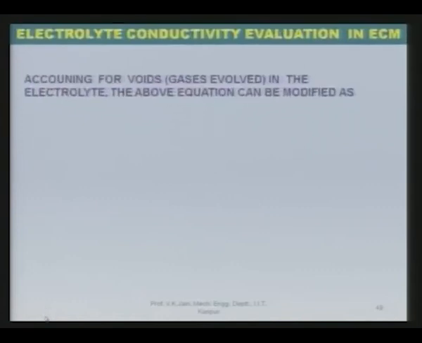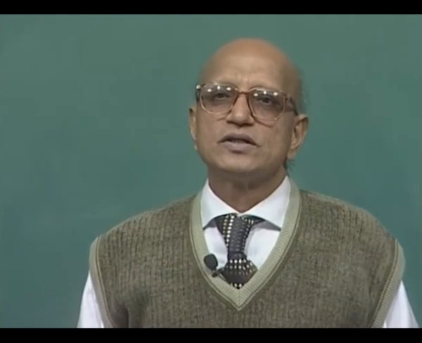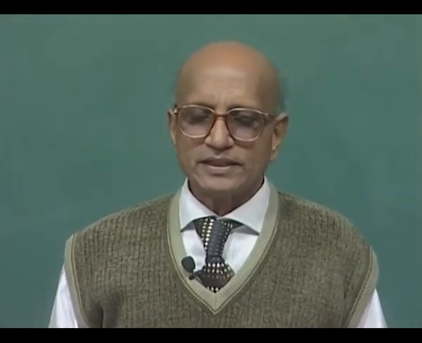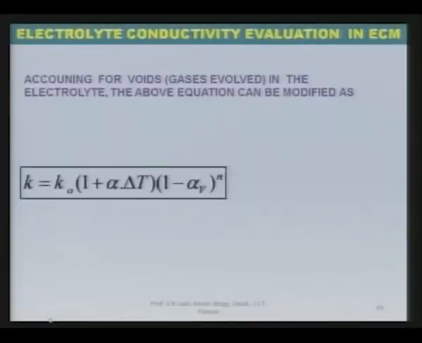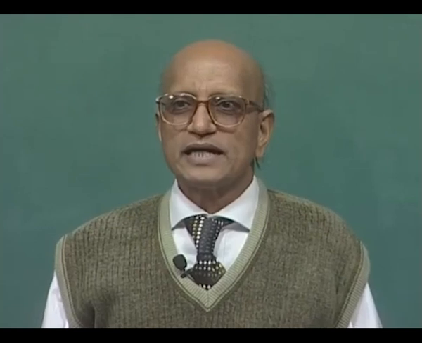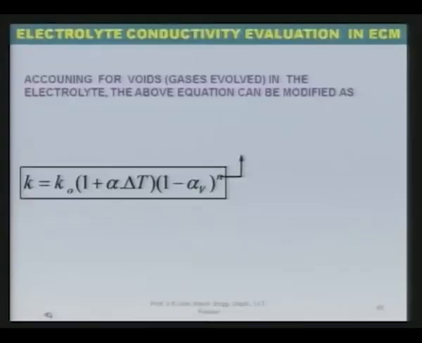Now, in the previous equation we have not accounted for the effect of gases evolved during ECM, or void fraction. So, let us see, accounting for voids in the electrolyte, the above equation can be modified as K is equal to K0 (1 plus alpha delta T, that is the change in temperature) multiplied by (1 minus alpha V) whole raised to power n, where alpha V is the void fraction and its value is always less than or equal to 1, and n is the exponent.